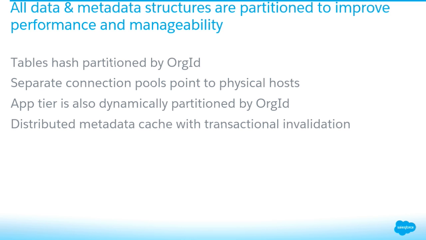Now the app tier is also dynamically partitioned. So like I said before, you've got the database being partitioned, the app tier as well. So actually we will put you back into the appropriate app server pool depending upon your org ID.